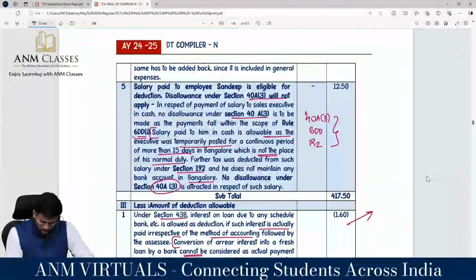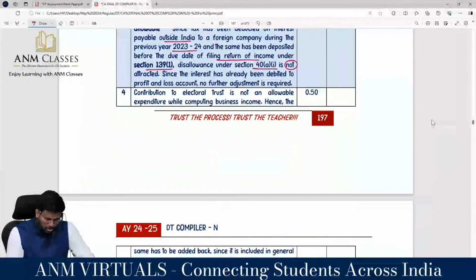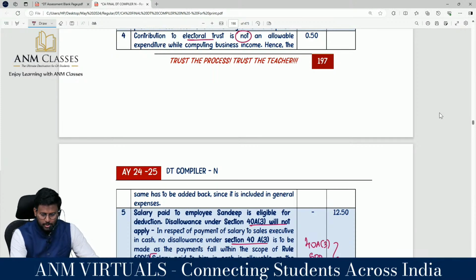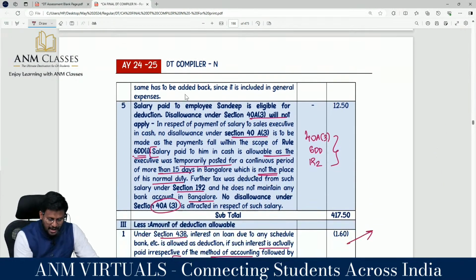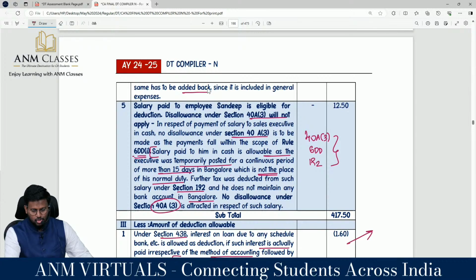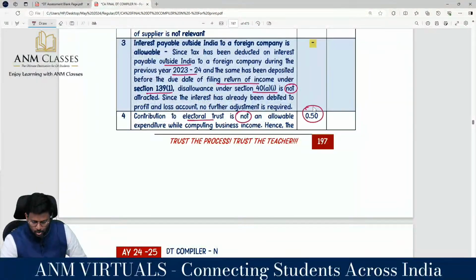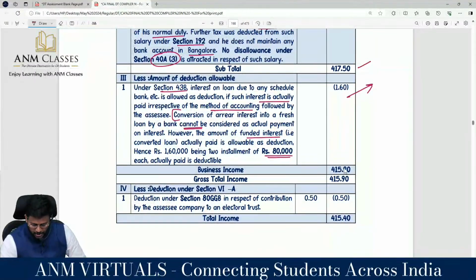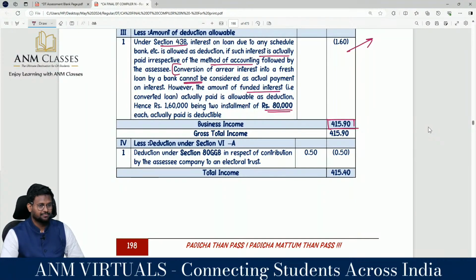So, I am adding back. Contribution to electoral trust is not an allowable expenditure while computing business income. Hence, the same has to be added back since it is included in the general expenses. So, 0.50 lakhs has been added back. I find out the subtotal, reduce the 43B. I got the business income of 415.90 lakh.